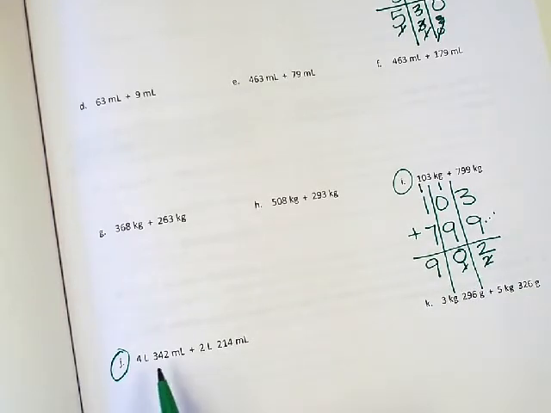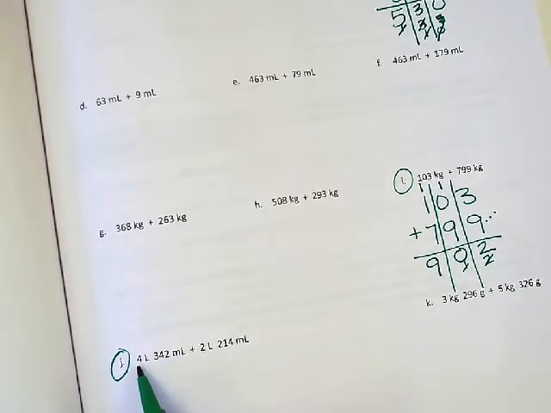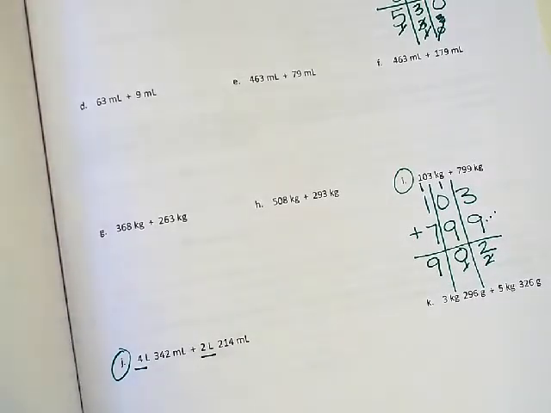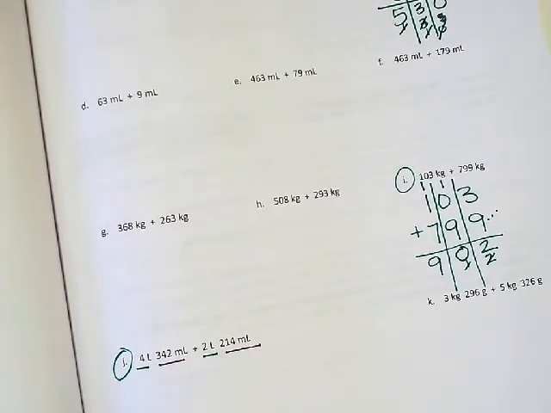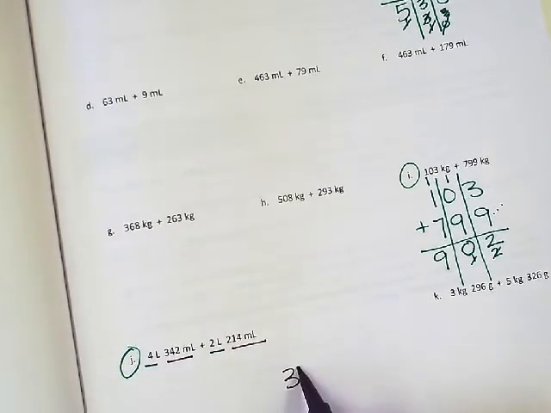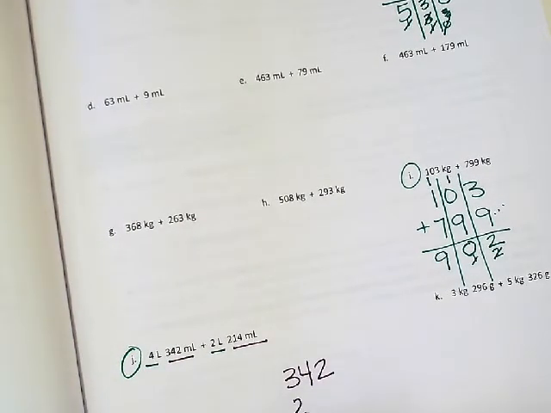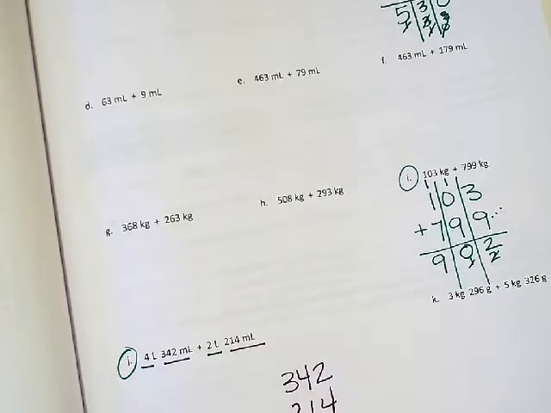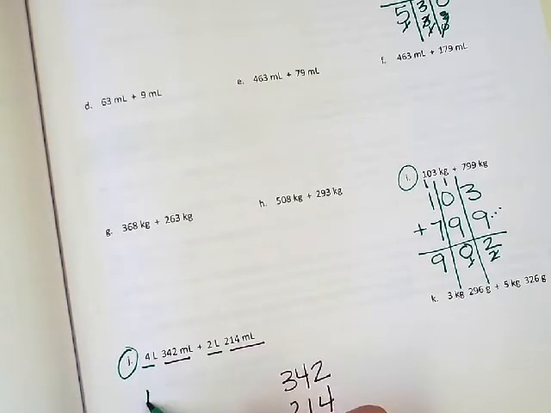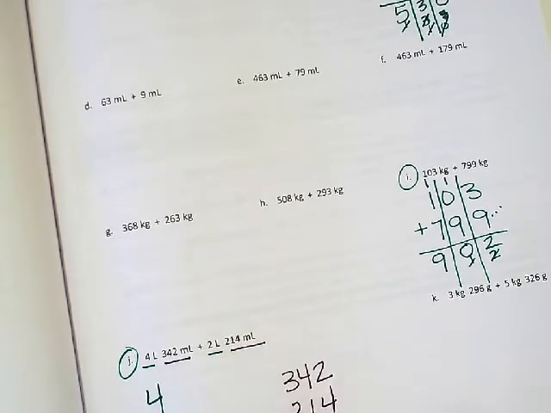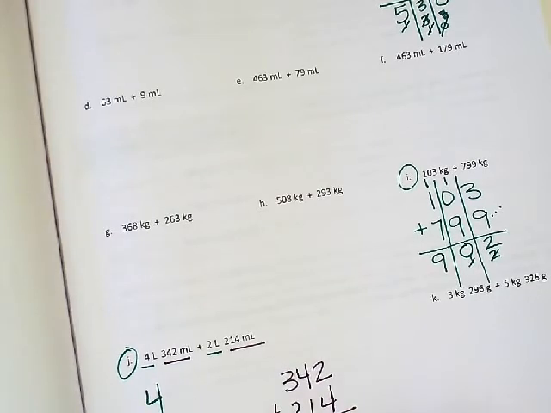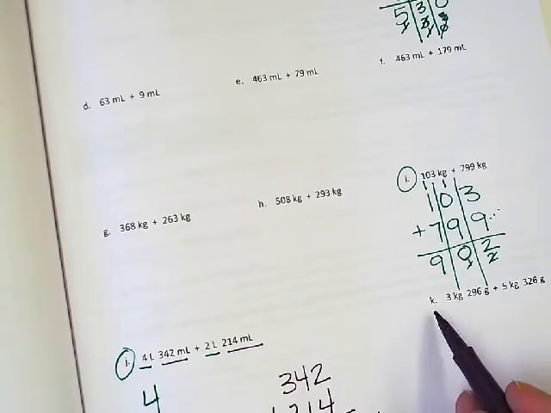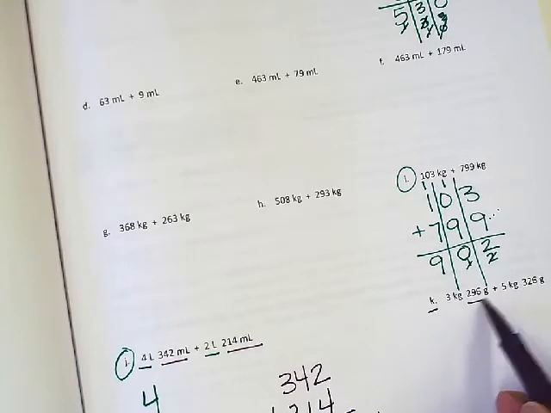Great job. Here we have 2 different numbers to add. We have to add the liters, and then we have to go back and add the milliliters, right? So you're going to stack up the milliliters, and you're going to add up the liters. You are doing 2 different math problems here. It'll be the same for part K when you go ahead and do that.